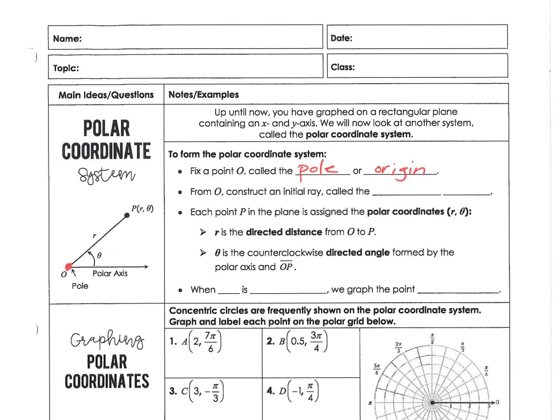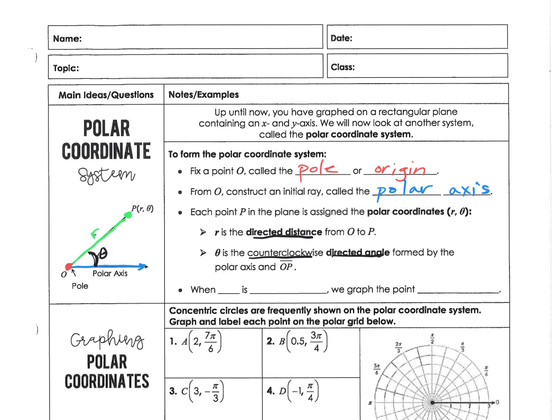From 0, we construct an initial ray. That would be this guy right here. That thing is called the polar axis. Each point on the plane, that would be this guy here, P, is assigned a polar coordinate. That polar coordinate is r theta. R is the length here, that would be this chunk. And theta is the angle from the polar axis to get to that chunk r. Okay, so r is the directed distance and theta is the counterclockwise angle.